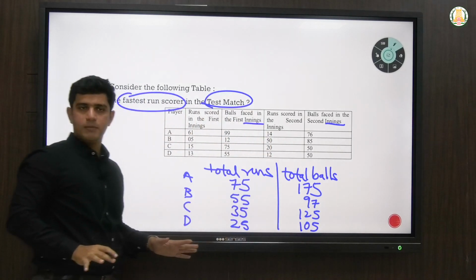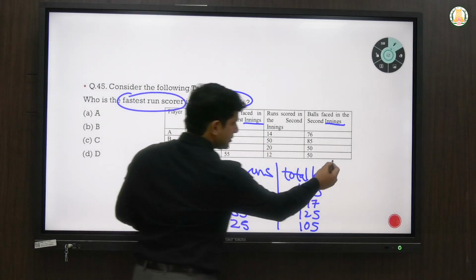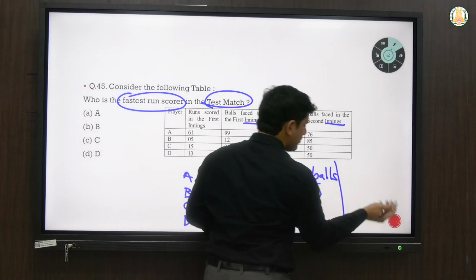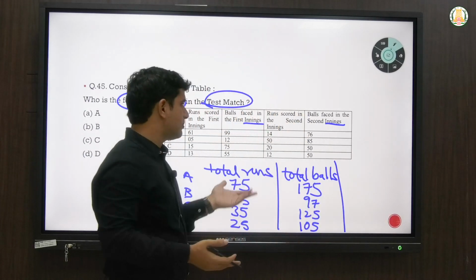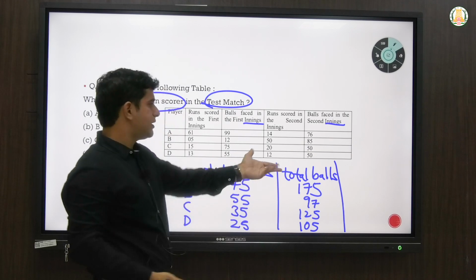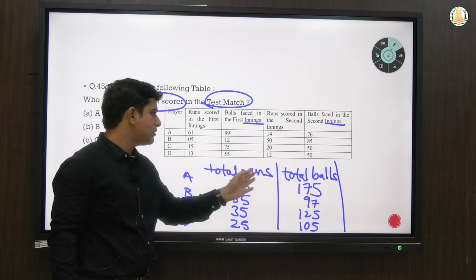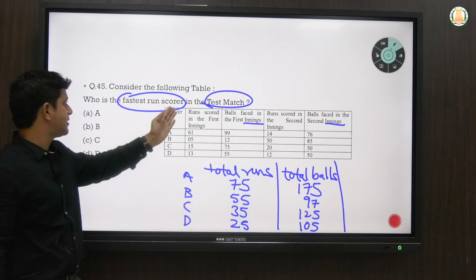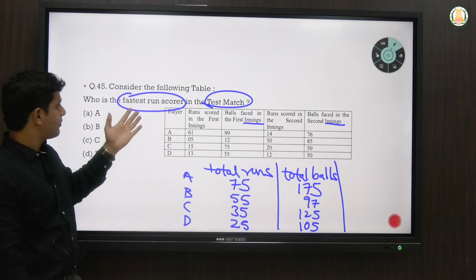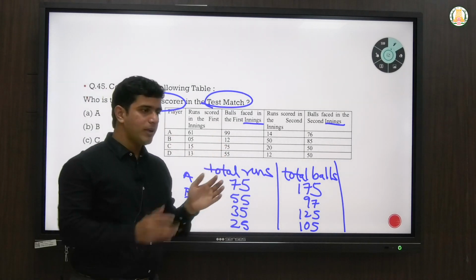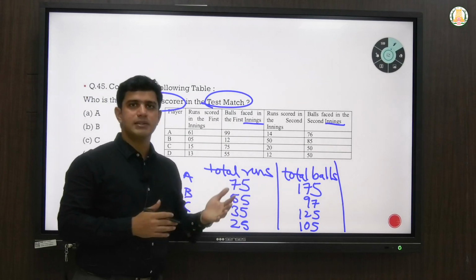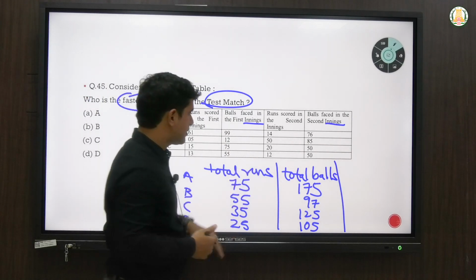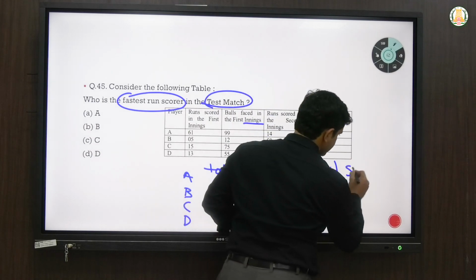Cool, no problem. Now what we have to find out is the strike rate, or if you are not familiar with the term strike rate, you have to just see the efficiency, like in how many fewer balls, how many more runs they have scored, because he's asking for the fastest run scorer. So someone should score fastest, meaning within how many given balls, how many maximum runs he has made. That is what we have to find. So let's find out the strike rate.